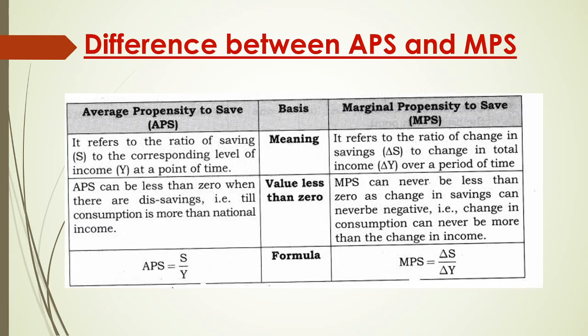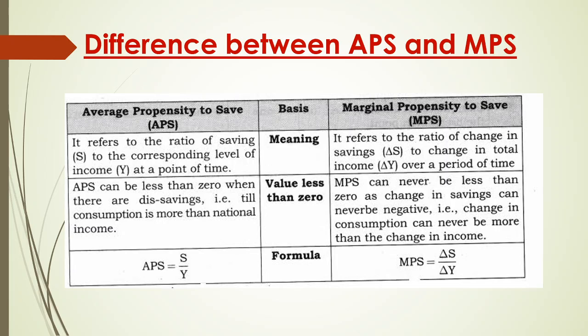Next, let us move on to the difference between APS and MPS. If we are told to write any difference between two things, it is better to write it in a table. So I have prepared this table. On the left it is average propensity to save, on the right it is marginal propensity to save. You can write the basis on the left also, and also in the middle. It is your choice where you want to write it.